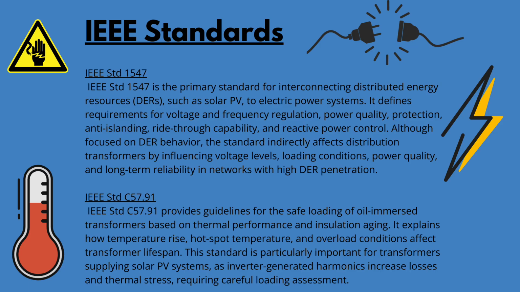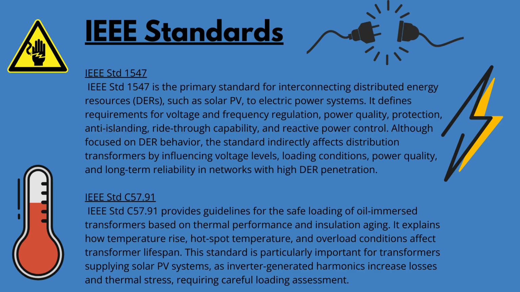IEEE Standards. IEEE Standard 1547. IEEE Standard 1547 governs the interconnection of distributed energy resources such as solar PV to power system. It specifies requirements for voltage and frequency regulation, power quality, protection, and ride-through capability. When focused on DER operation, it indirectly affects distribution transformers by influencing voltage levels, loading conditions, and long-term reliability in high DER networks.